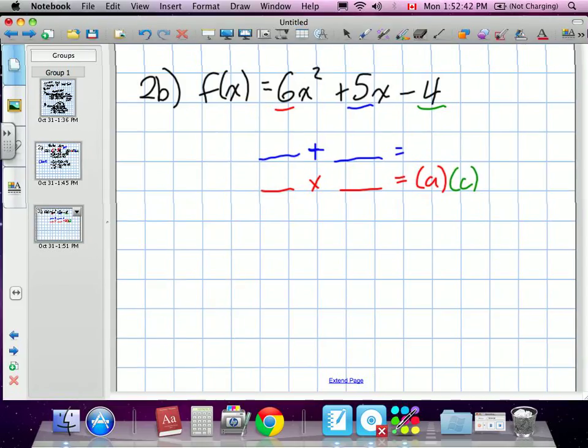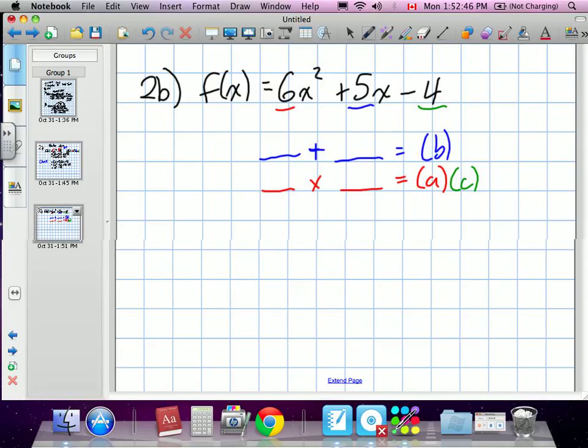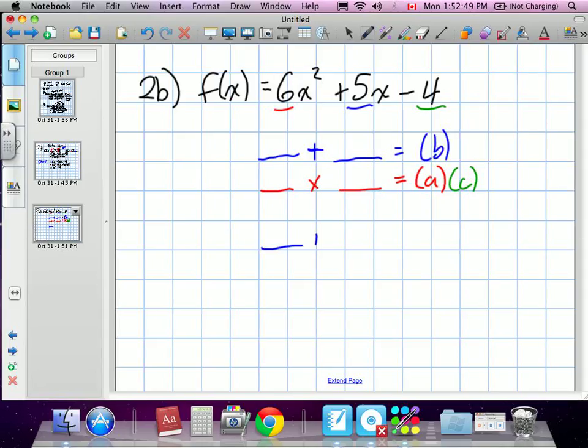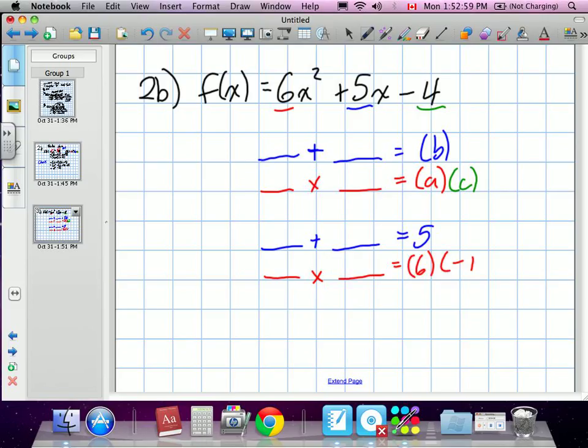So what that means for this question is we're going to be looking for two terms that add to 5, because that's our B. And then we're going to be looking for two terms that multiply to 6 times negative 4, which is negative 24. So what I'm going to be doing next is another way to do it.